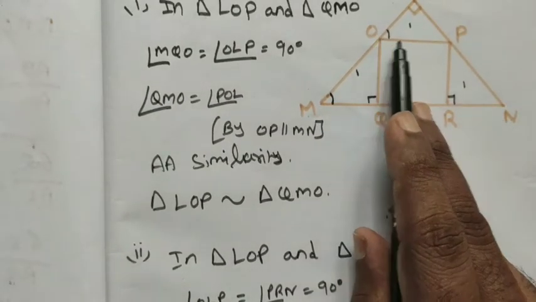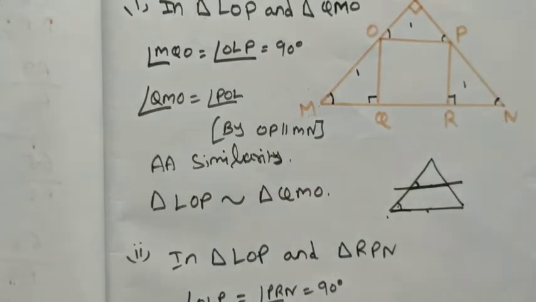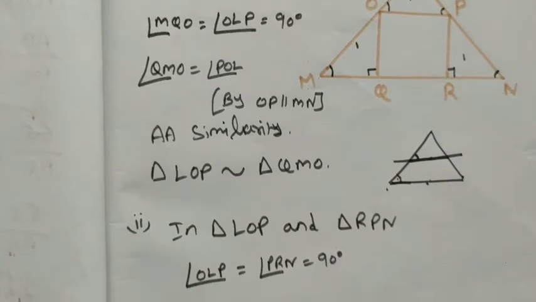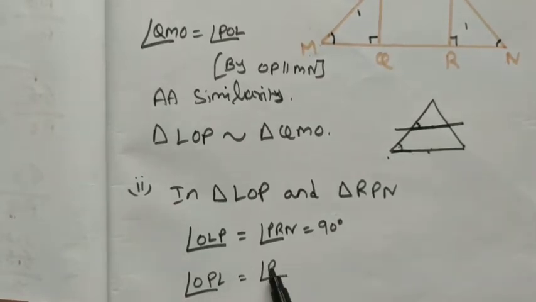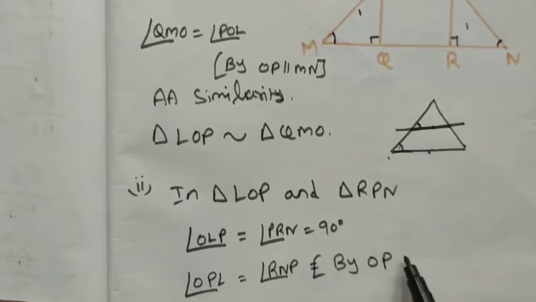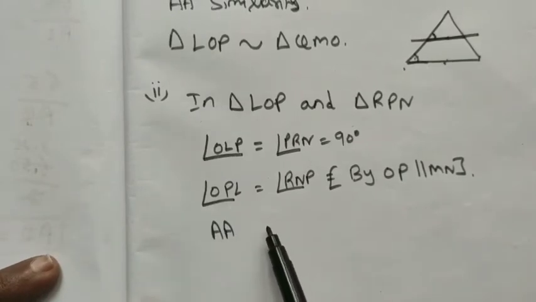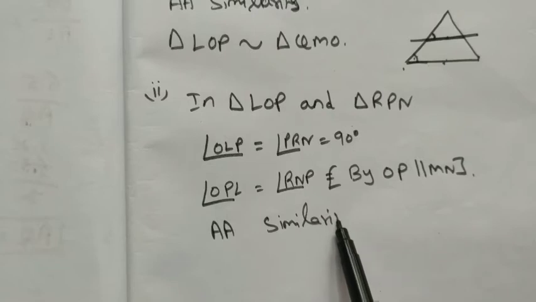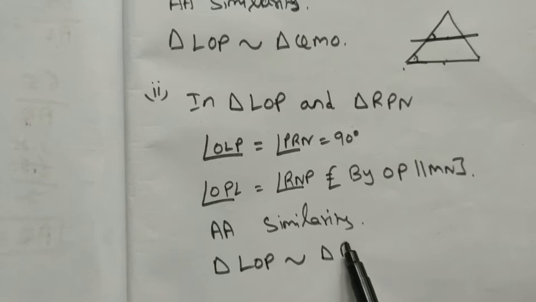Here the same condition, OP is parallel to MN. This angle is equal to this angle. The angle does not change by that parallel condition. OP is parallel to MN, so angle OPL is equal to angle RNP, by the condition that OP is parallel to MN. Here also we have proved the two angles are the same. So by AA similarity, triangle LOP is similar to triangle RPN.